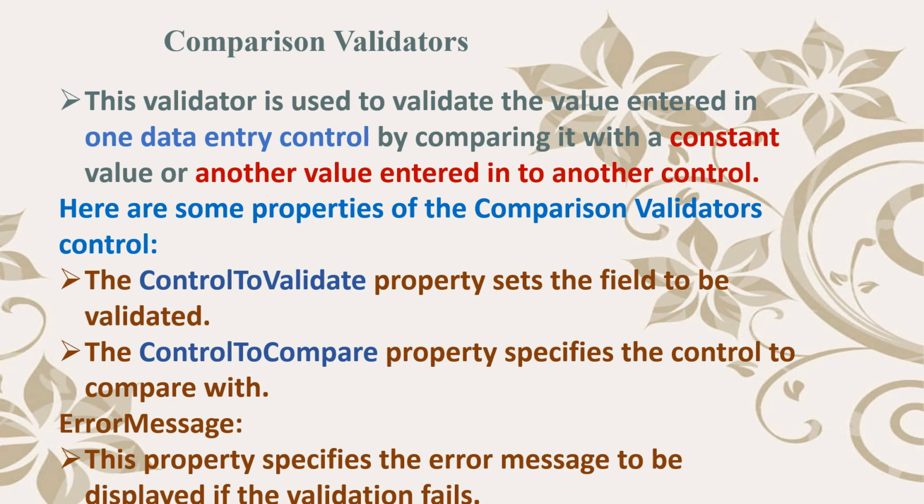So here are some properties of the comparison validator control. One is control to validate, another one is control to compare. The control to validate property sets the field to be validated, and the control to compare property specifies the control to compare with. And as usual, we type the error message if the validation fails. So when we have a comparison between two fields, we can make use of the comparison validator.